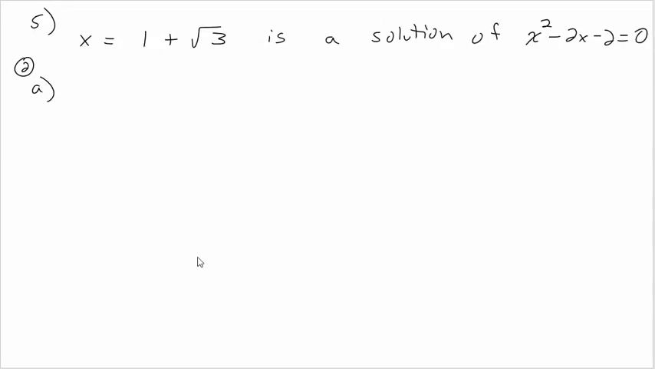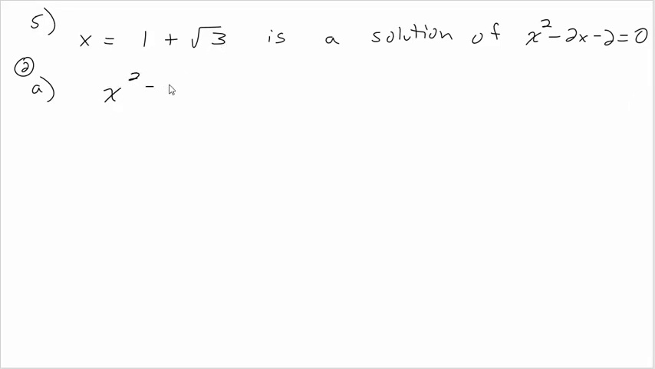Question number 5 tells us that x equals 1 plus radical 3 is a solution to this quadratic equation. And on part A, it says to show that 1 plus radical 3 is a solution of the equation by substituting 1 plus square root 3 in for x and showing the left-hand side simplifies to the right-hand side.